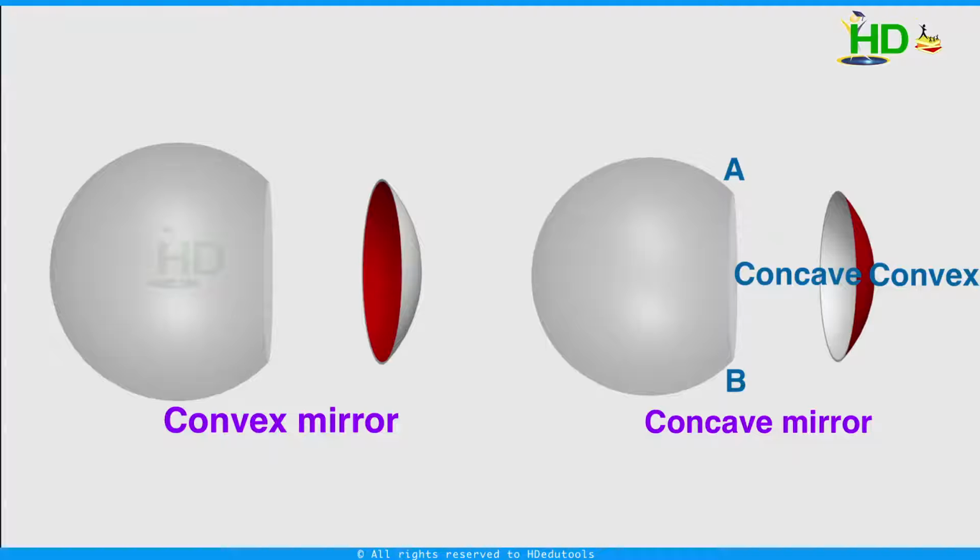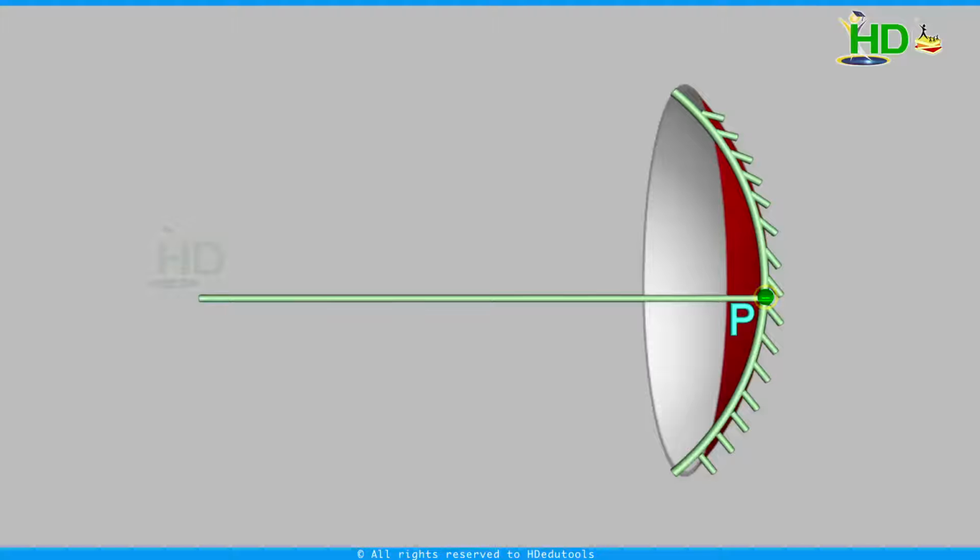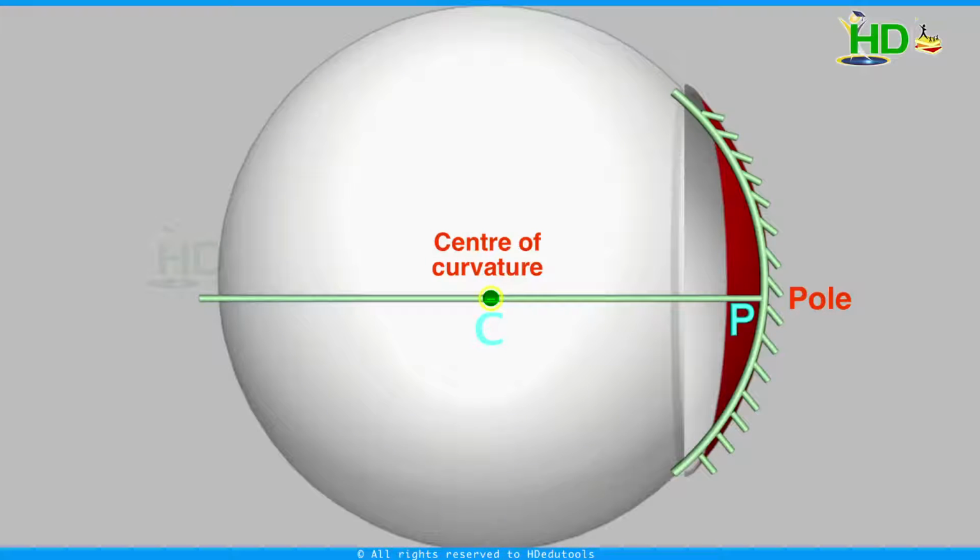Now let us try to learn some terms related to these mirrors. First we take the pole. It is the geometrical center of the spherical mirror, and this is the pole of the mirror. It is denoted by P. Center of curvature. It is the center of the sphere of which the mirror is part. Now this C is the center of curvature. And the radius of the sphere is called the radius of curvature and it is denoted by R. Principal axis. It is the line passing through the pole and the center of curvature. Now in this figure, this PM is the principal axis.